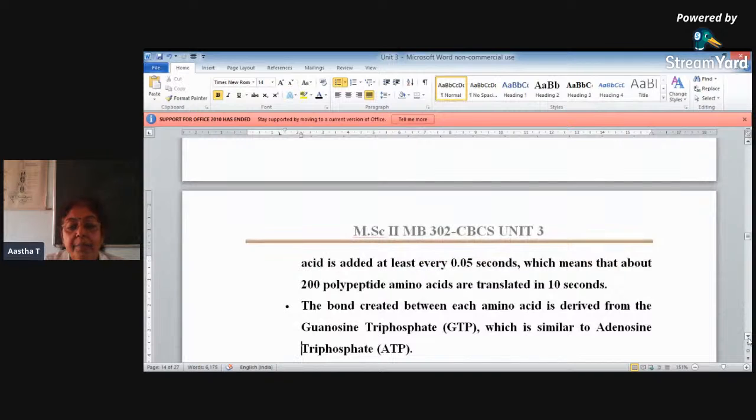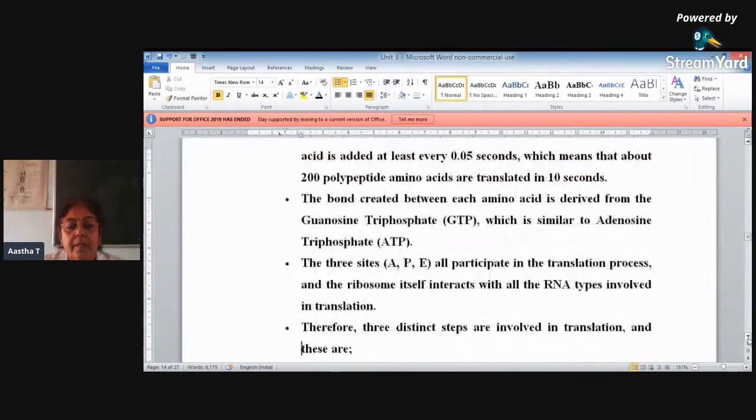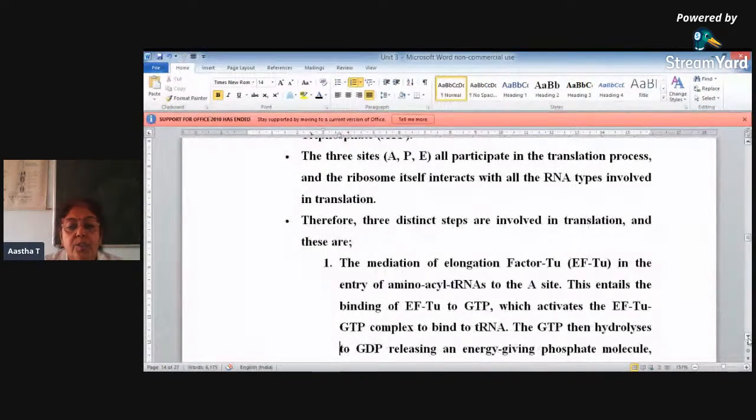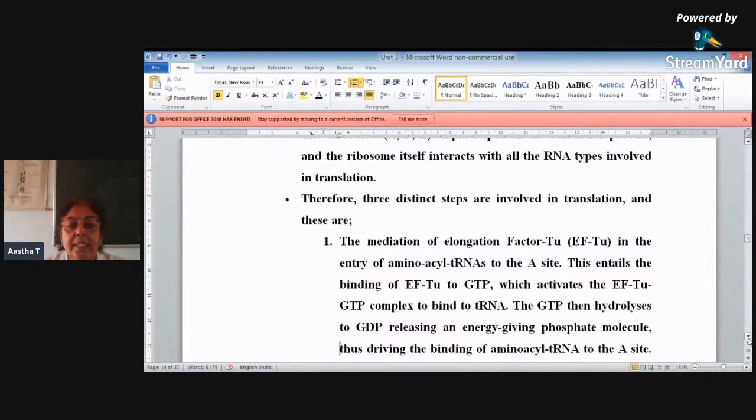The bond created between these amino acids requires GTP. In all, you can say there are three distinct steps involved in translation. First, mediation of elongation factor Tu in the entry of aminoacyl tRNA to the A site. Aminoacyl tRNA means tRNA attached to the amino acid. So it will first reach the A site.